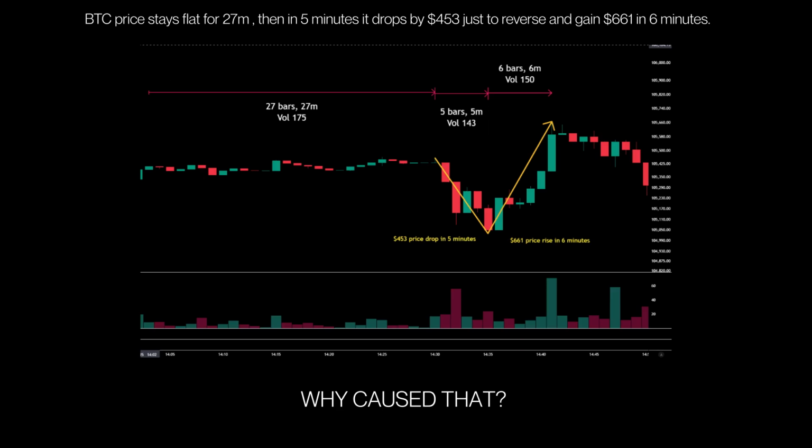Take a look at this chart. Price is flat for 27 minutes, then in 5 minutes drops by $450 just to reverse and gain $660 in 6 minutes. What exactly makes it change? Who decides that? Why does it go down at one moment and up the next? What changed? Even if something changed, why price reacted this exact way?